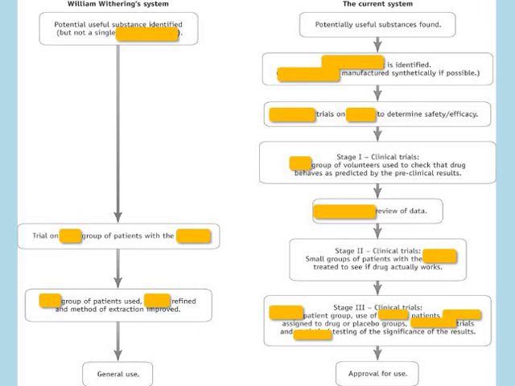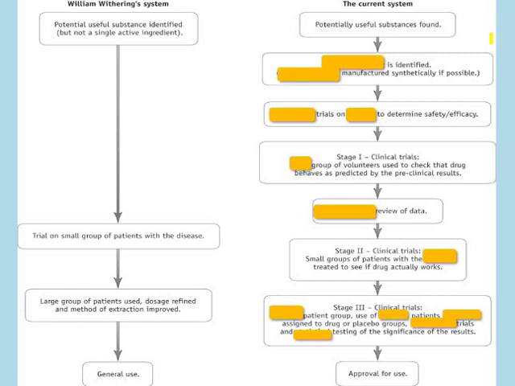So to begin with, William Withering has a potential useful substance that he's identified, but not a single active ingredient. We haven't eliminated all the other components in that plant, we just know that this plant extract contains something that's useful. And then he skips a bunch of tests that we would do, and he trials on a small group of patients with the disease straight away, as soon as he found it out. After he'd done that, he used a large group of patients where the dosage was refined and the method of extraction improved. And then straight to general use.